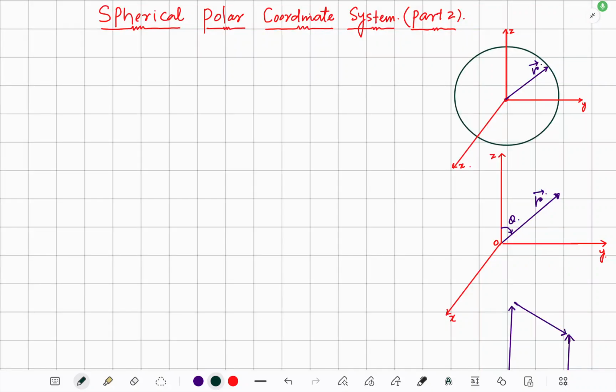Hi everyone, welcome back. Today we're back with the second video of the spherical polar coordinate system.